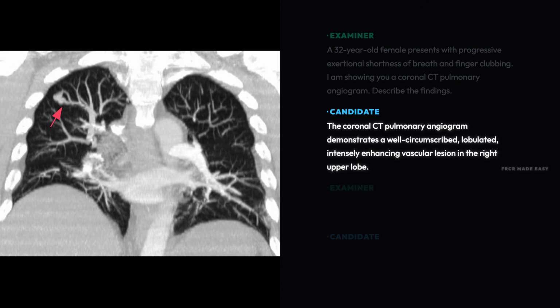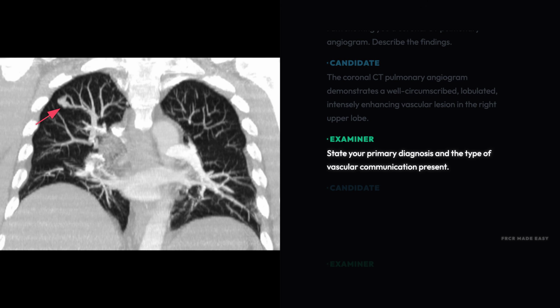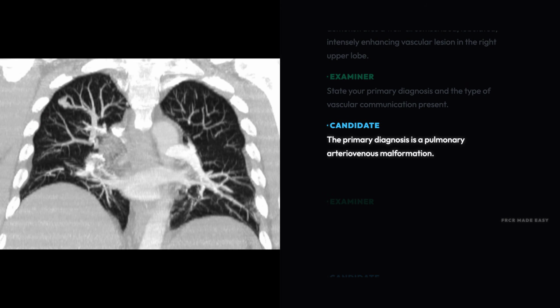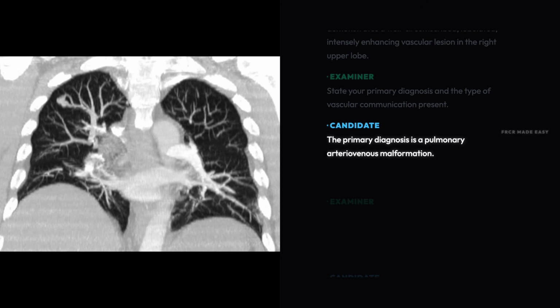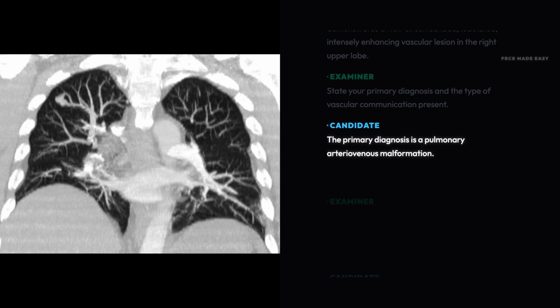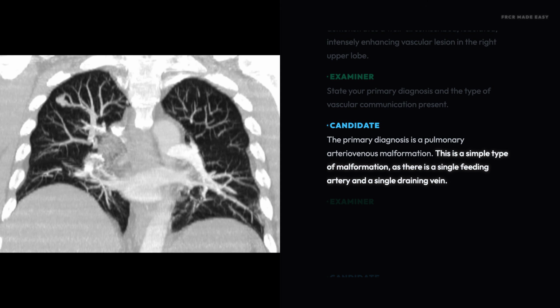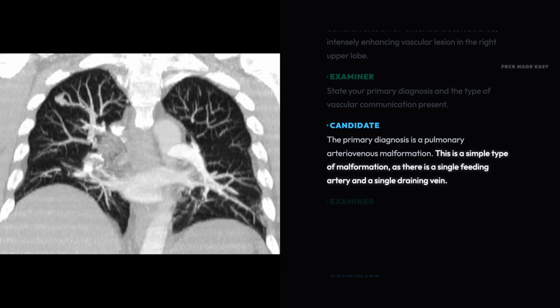upper lobe. State your primary diagnosis and the type of vascular communication present. The primary diagnosis is a pulmonary arteriovenous malformation. This is a simple type of malformation, as there is a single feeding artery and a single draining vein.